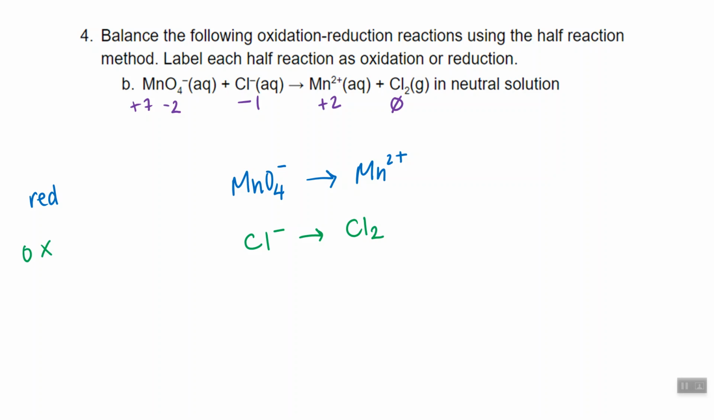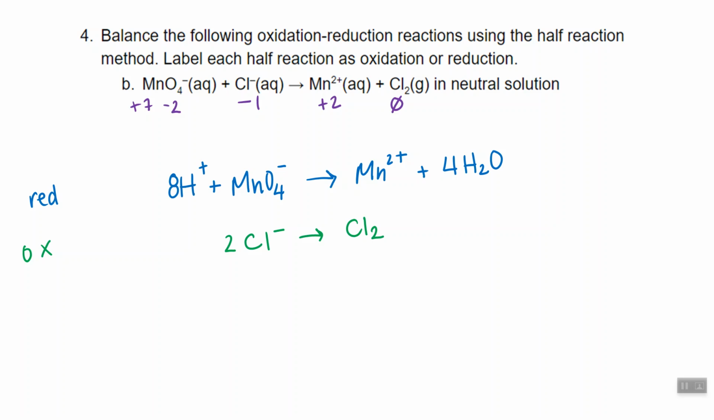Okay, so first we want to balance things other than hydrogen and oxygen. So that means I need to put a 2 here. Then I want to take care of oxygen. So in my reduction equation here, I'm going to add 4 waters. This way I have 4 oxygens on both sides. So then the next thing we want to deal with is hydrogen. So I just added those 4 waters. So to balance out those hydrogens, I'm going to add 8 H+.